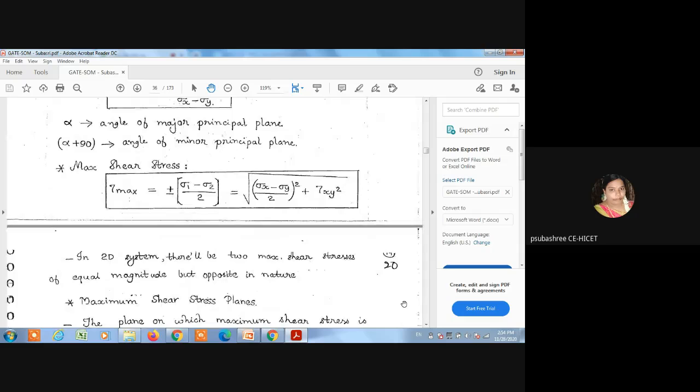And maximum shear stress, please note the point. Tau is also denoted by shear stress. The maximum shear, tau max, is equal to plus or minus (sigma 1 minus sigma 2) divided by 2, which is equal to the root of ((sigma x minus sigma y) by 2) the whole square plus tau xy square. So in a 2D system, there will be two maximum shear stresses of equal magnitude but opposite in nature.